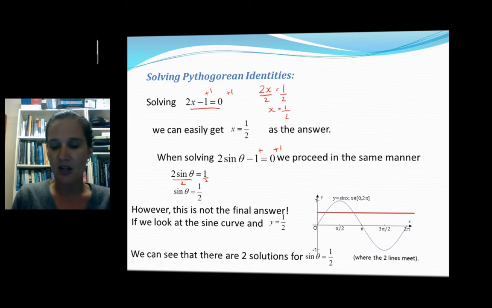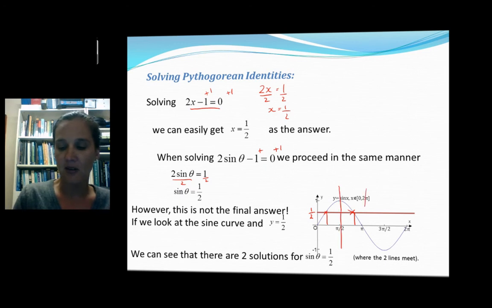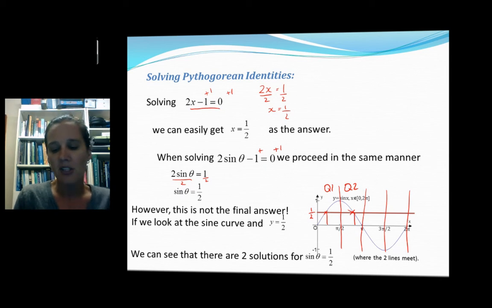If we look at our sine curve over here, we've put a line in where y is equal to a half. We can see we've got two solutions here for sine theta equal to a half. If we split this curve into our different quadrants, we can see in quadrant 1 and quadrant 2 we have an answer where sine theta is equal to a half. If it was a negative a half, it would be appropriate to use quadrants 3 and 4. So we have two solutions for sine theta is equal to a half.